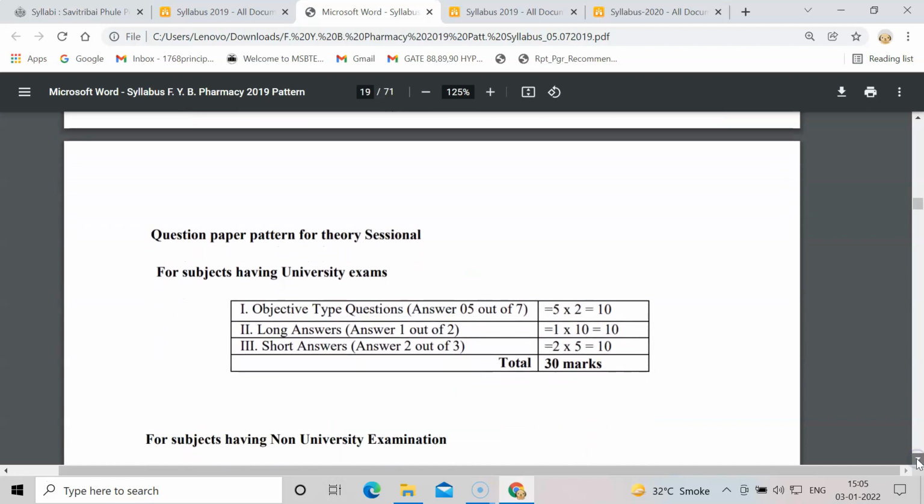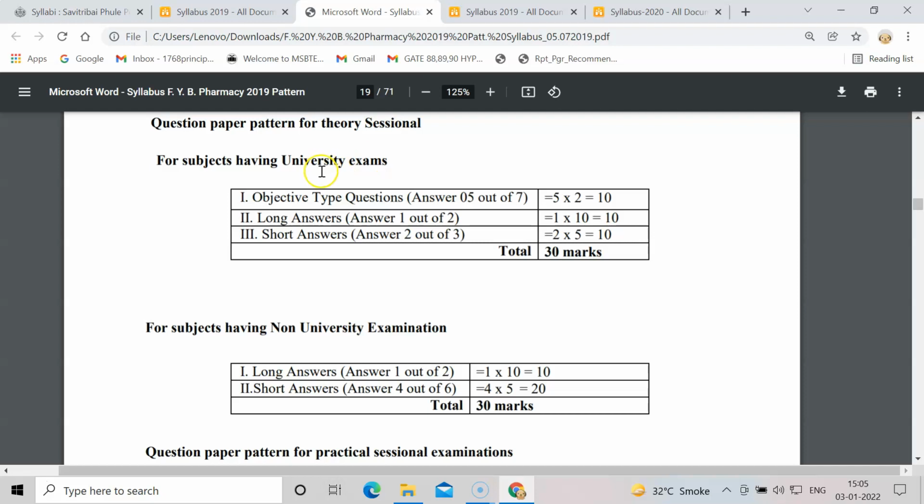Now the pattern for theory sessional examination, for the subjects which are university examinations: they will have objective type questions, 7 out of which you have to answer 5. Long answer questions will be 2, out of which you have to answer 1, and short answers will be 3, and you have to answer 2. This pattern is for a sessional examination.